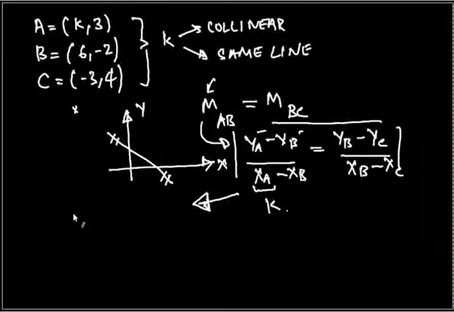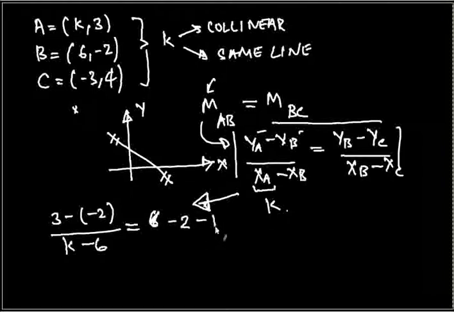So let's do that over here. So the y-coordinate of A is 3 and the y-coordinate of B is minus 2. So that's 3 minus minus 2 divided by the x-coordinate of A, which is k. This is the k we are looking for, minus the x-coordinate of B, which is 6. So k minus 6. This has to be equal to the y-coordinate of B, which is, oh, I always do this. It's actually minus 2 minus the y-coordinate of C, which is 4, divided by the x-coordinate of B, which is 6, minus the x-coordinate of C, which is minus 3.